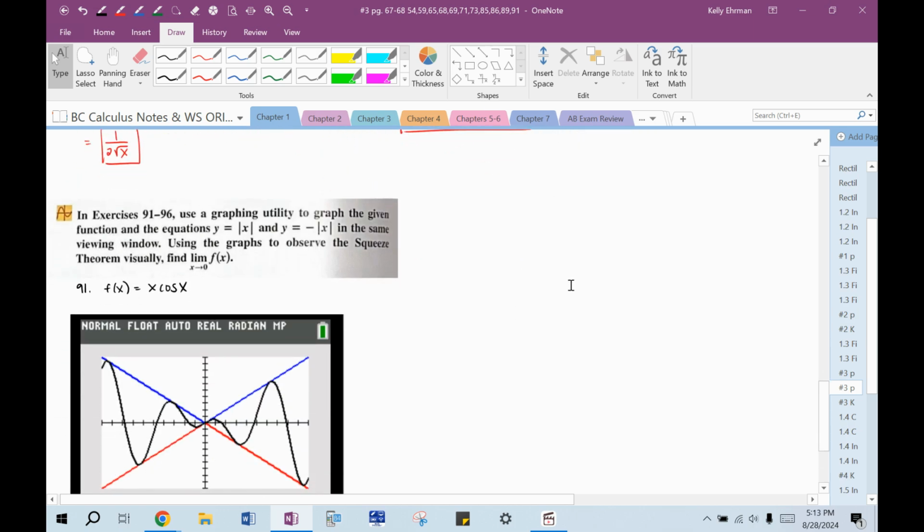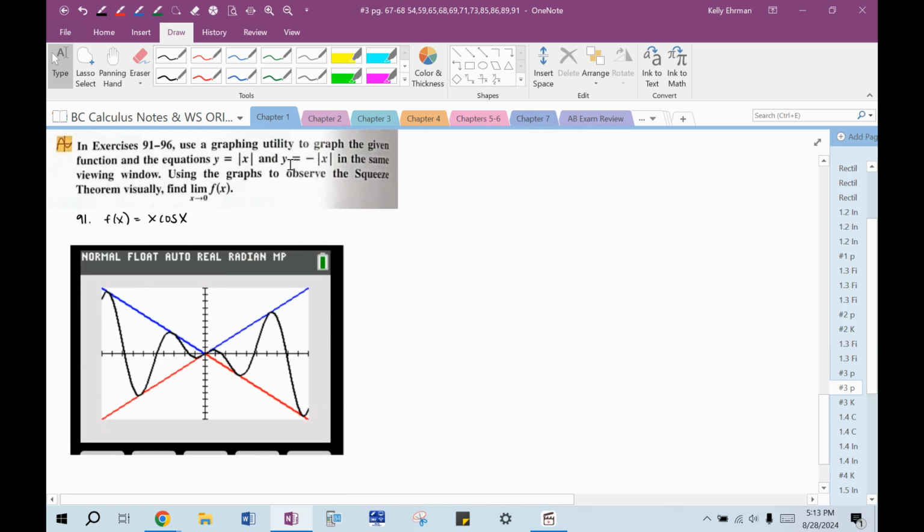All right, and this last one says use a graphing utility to graph the given functions, absolute value x, negative absolute value x, and the graph of number 91, which is x cosine x. And then again, we're going to use the graphs to observe the squeeze theorem visually. We want to find the limit as x approaches 0. So I've done that here.